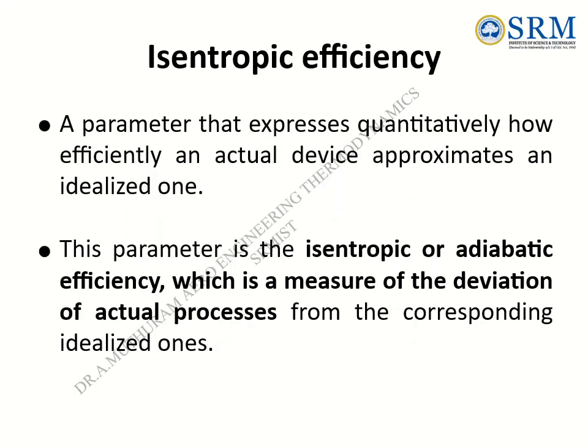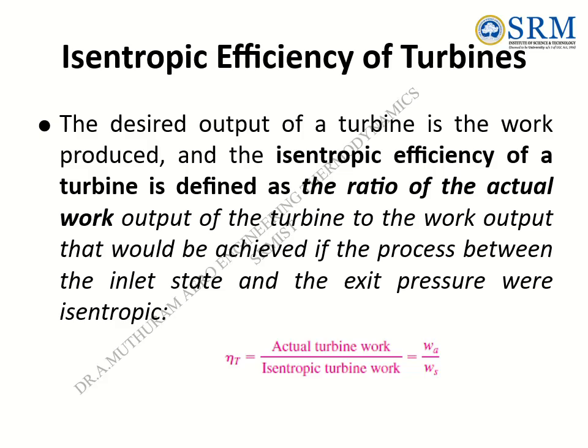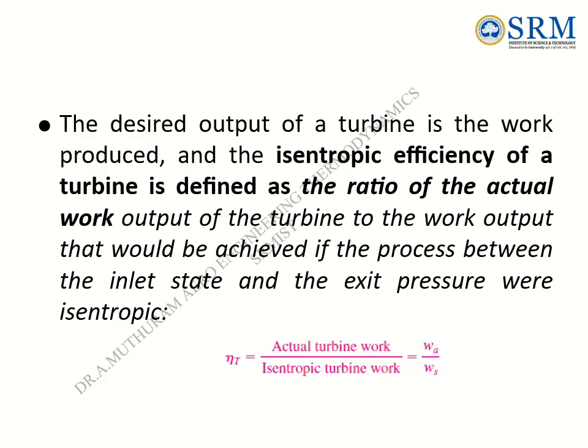A parameter that expresses quantitatively how efficiently an actual device approximates an idealized one is the isentropic or adiabatic efficiency, which is a measure of the deviation of actual processes from the corresponding idealized ones. The desired output of a turbine is the work produced, and the isentropic efficiency of a turbine is defined as the ratio of the actual work output of the turbine to the work output that would be achieved if the process between the inlet state and the exit pressure were isentropic.